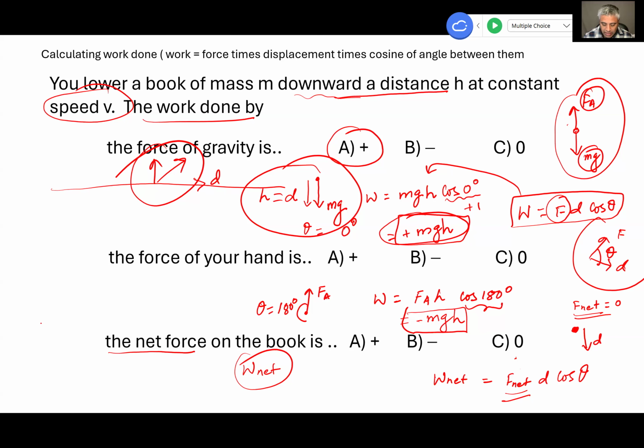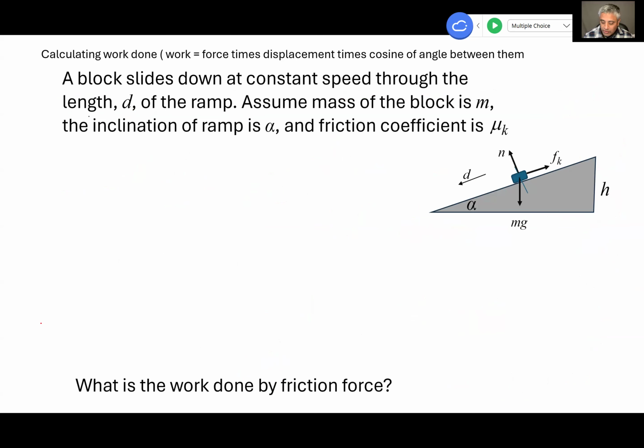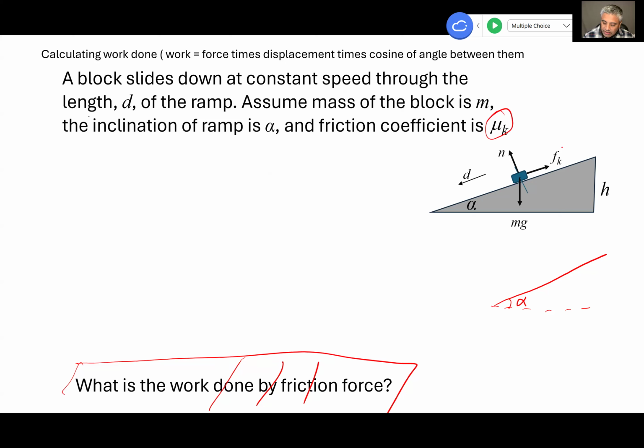Now let's talk about a situation where an object is moving on an inclined plane that has some angle alpha. For now, let's forget about this, okay? There is friction, so because of that there is a friction force. Normal force is always perpendicular to the plane by definition, right? And this is mg. So that information is there, and this angle is alpha here.